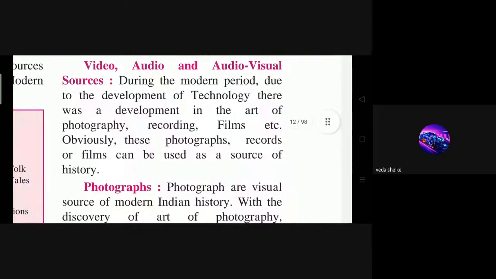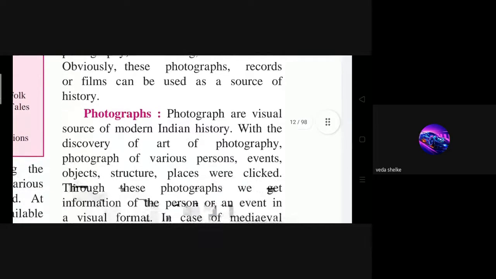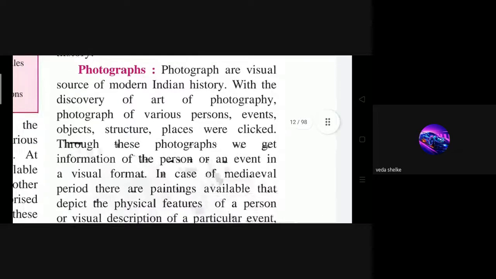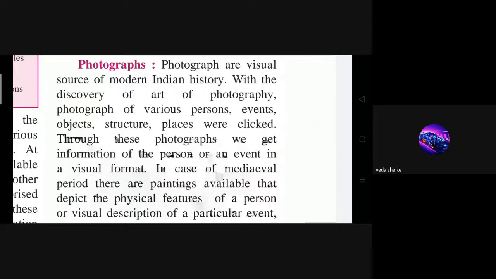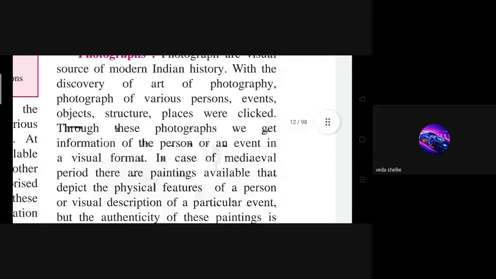Video, audio, and audiovisual sources. During the modern period, due to development of technology, there was development in the art of photography, recording, films, etc. Obviously, these photographs, records, or films can be used as a source of history. Photographs are a visual source of modern Indian history. With the discovery of the art of photography, photographs of various persons, events, objects.